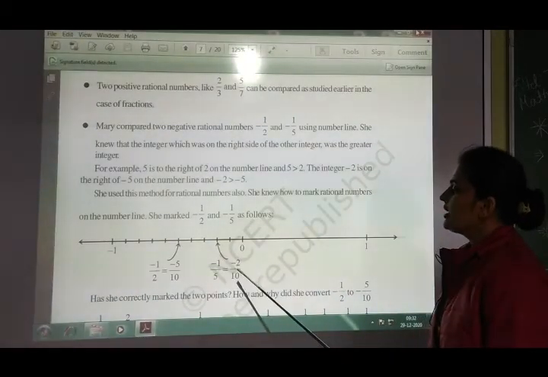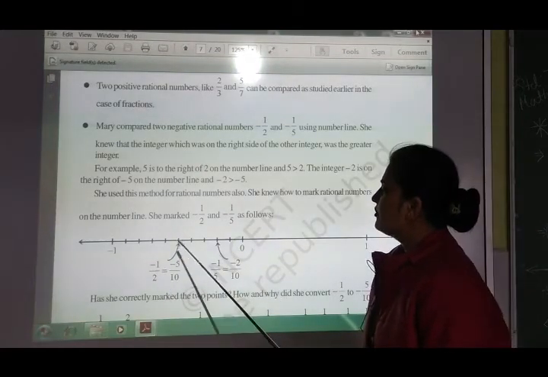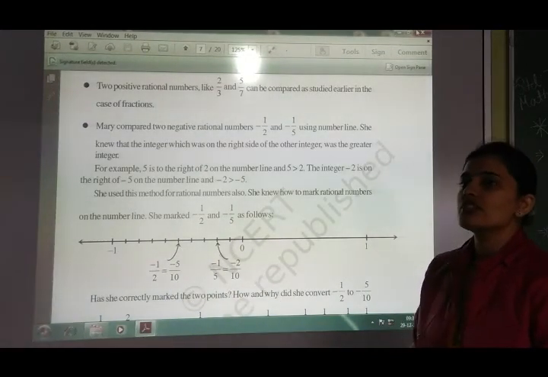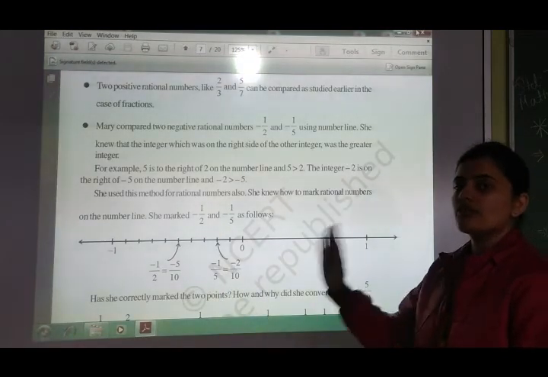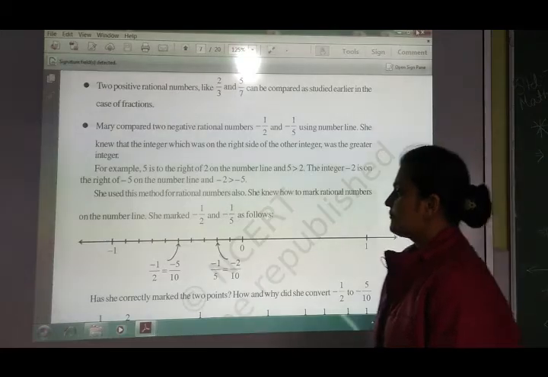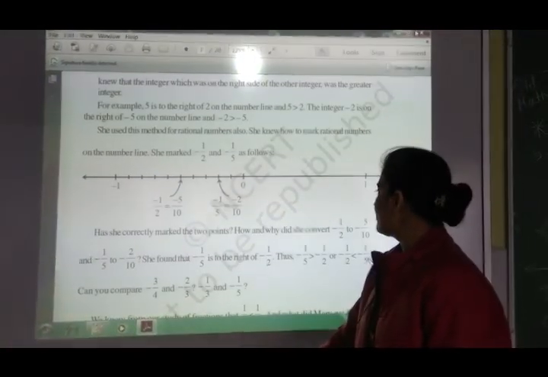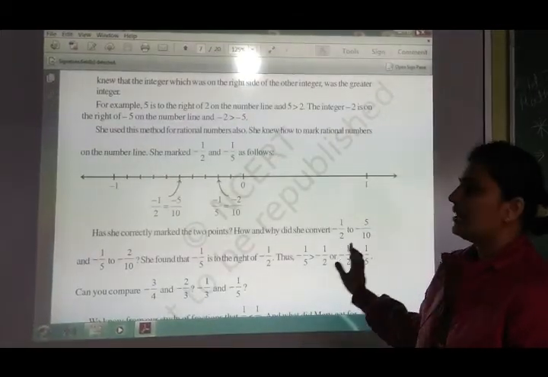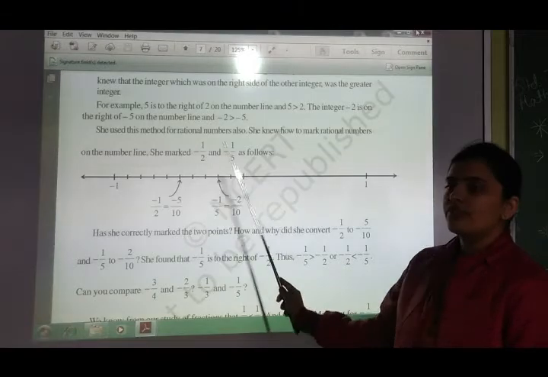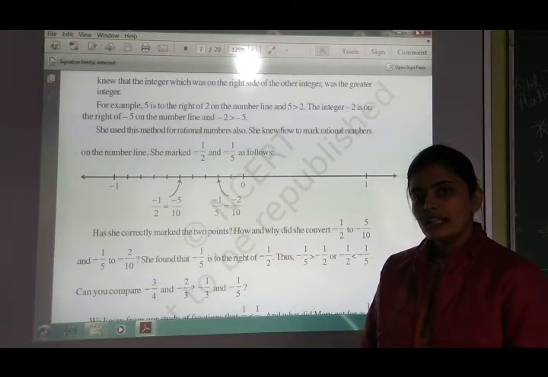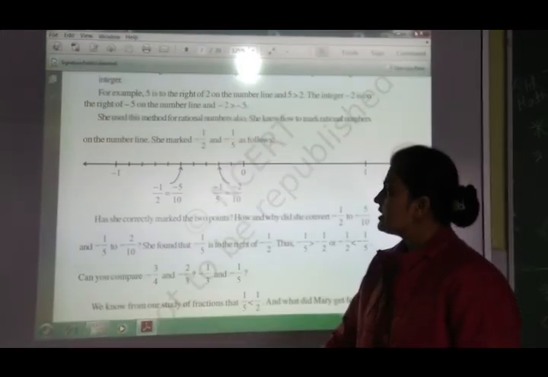So here you can see that -1/2 we are getting here, and -1/5 we are getting over here. So which is greater? You can see -1/5 will be greater, because it is on the right hand side. Thus she correctly marked the 2 points. How and why did she convert -1/2 to -5/10? That I will explain. Because both the denominators were different, so we have to first make them like fractions, or the denominators should be made the same.